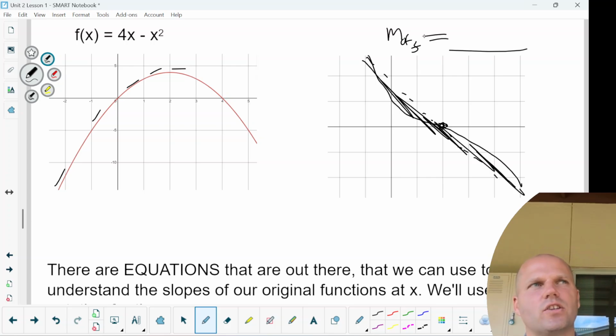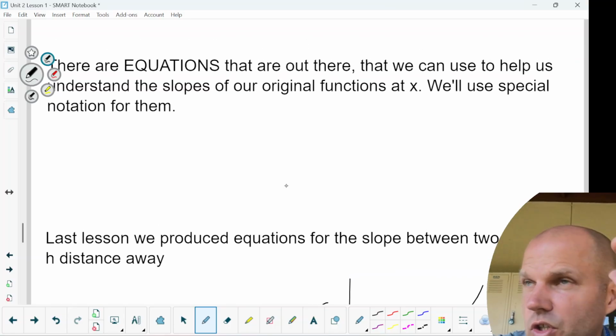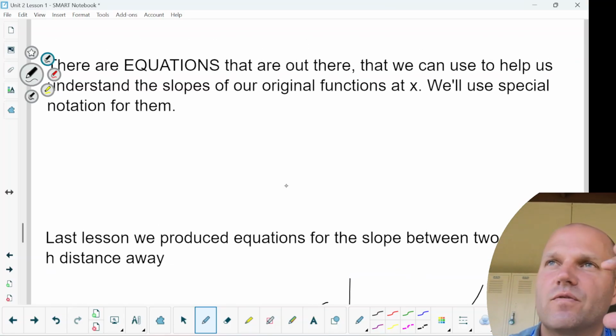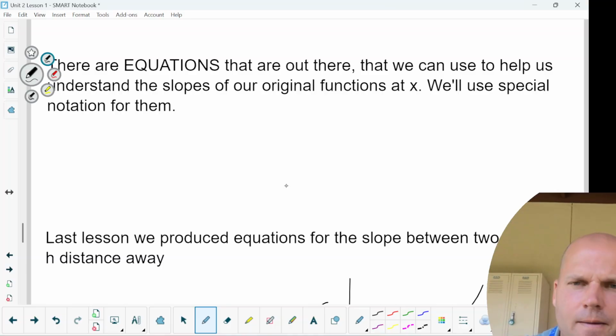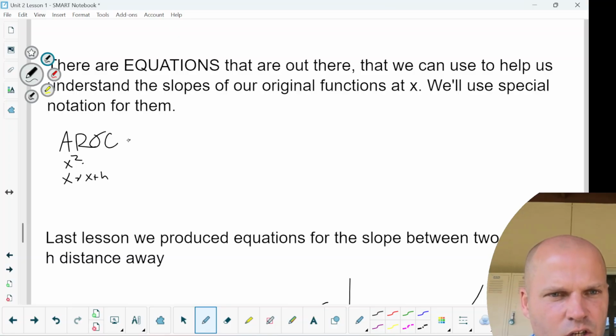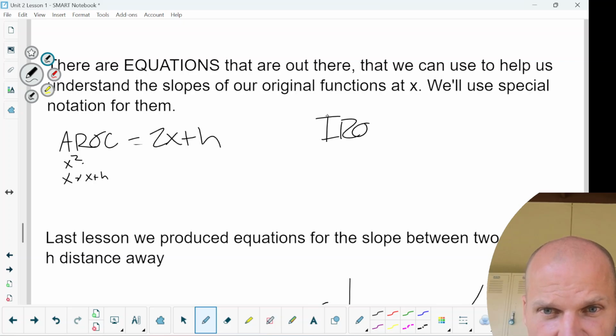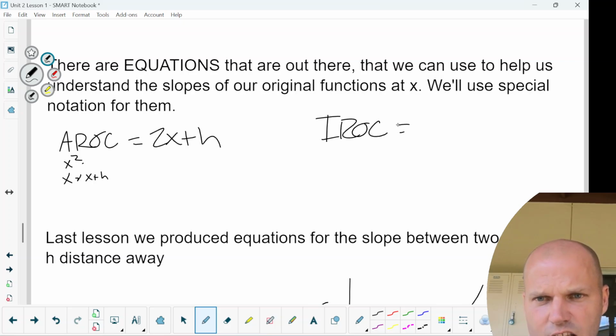And if we had that equation, we could use it to find the slopes. We know that there are equations out there for slopes. We found average rate of change slope equations. Okay? But what we said was, for our average rate of change equation, for the test of x squared from a point x to a point h distance away from x, the slope was 2x plus h. Cool? Well, we could say our instantaneous rate of change equals some equation.